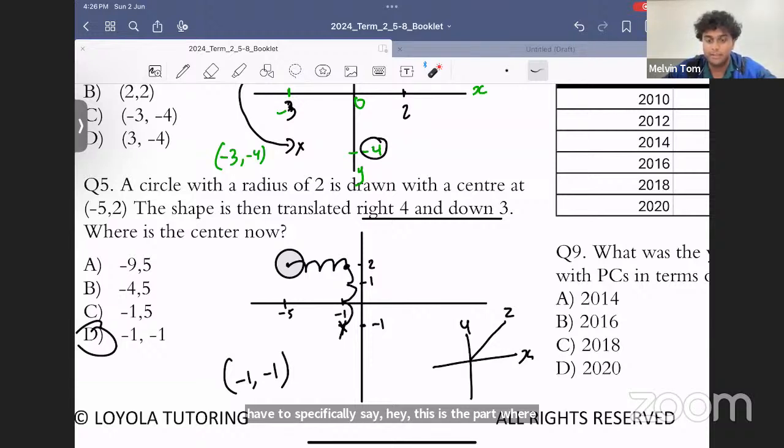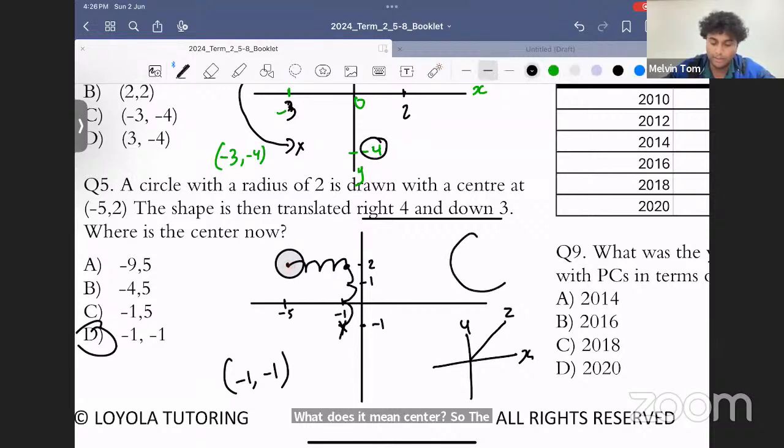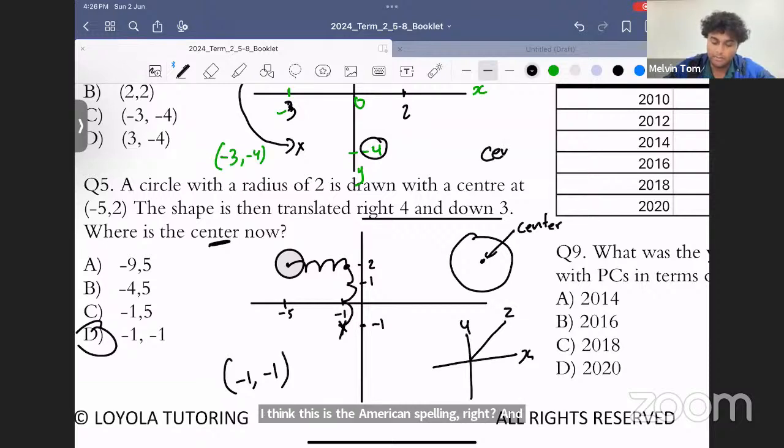What does it mean center? So the center of the circle is where the middle part of the circle is, Rian. So this is the center. Is this American or Australian? All right, center. I think this is the American spelling, right? And then British is that.